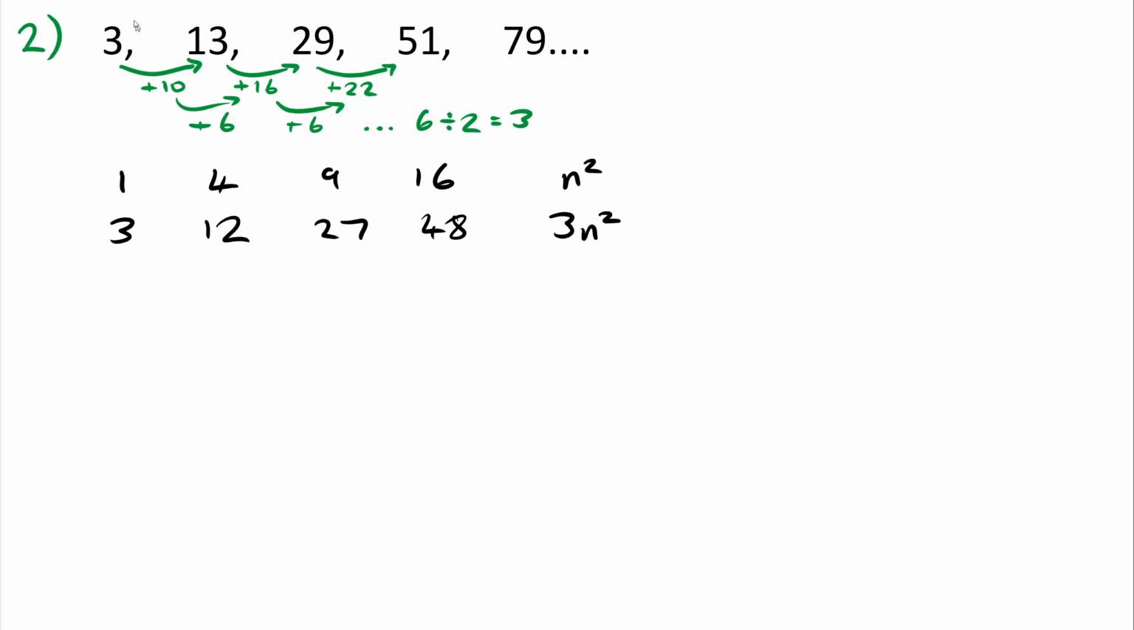Now let's find those differences, shall we? So how do you get from 3 to 3? You're adding nothing. How do you get from 12 to 13? You're adding 1. Remember, you go from the known to the unknown. How do you get from 27 to 29? Well, you add 2. That's enough, really. So 0, 1, 2 is a sequence.